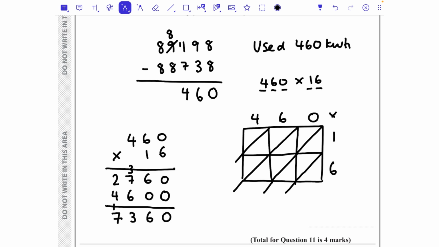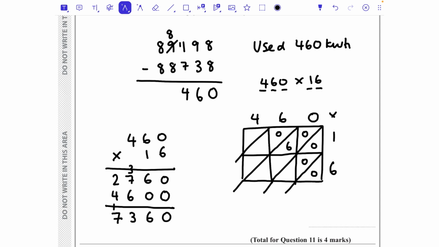For the lattice method, we take the number at the top and we multiply it by the number at the side. So 0 times 1, that's just 0. So we put in 0, 0 for that box. 0 times 6 is 0, 0. 6 times 1 is 6. So that goes there. We just put 0, 6.